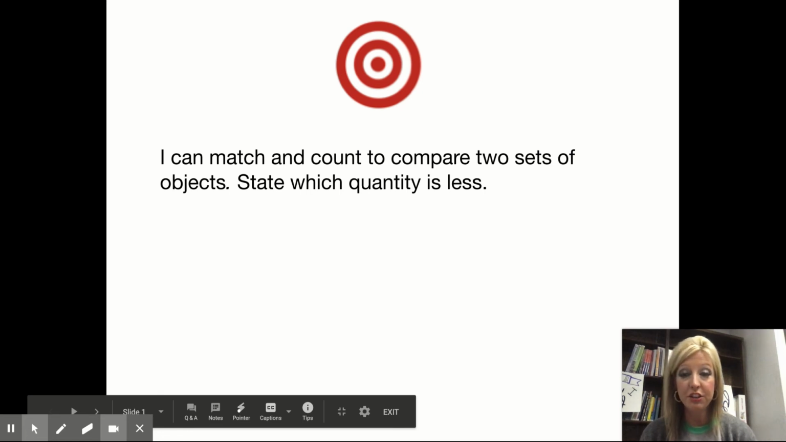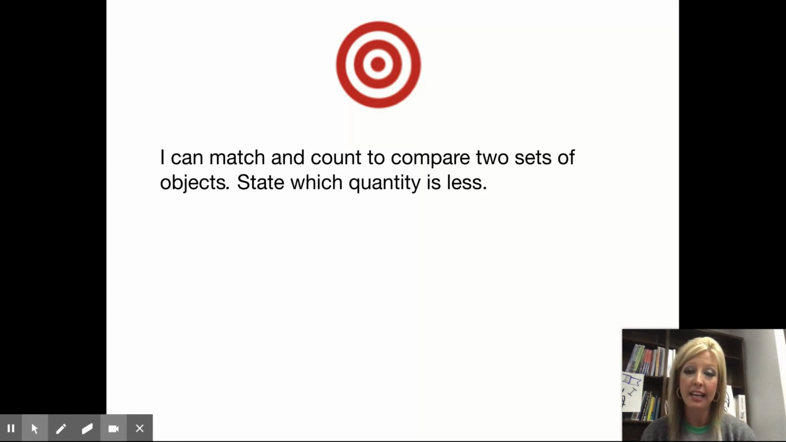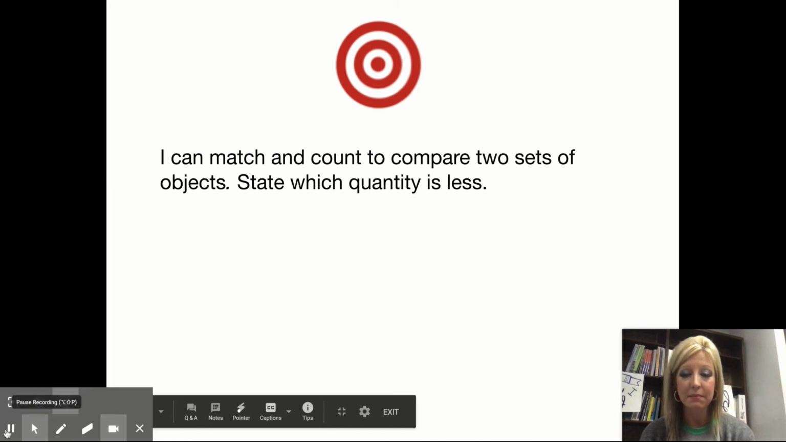Welcome to Mission 3, Lesson 26. Our objective, or goal, today is: I can match and count to compare two sets of objects. State which quantity is less.